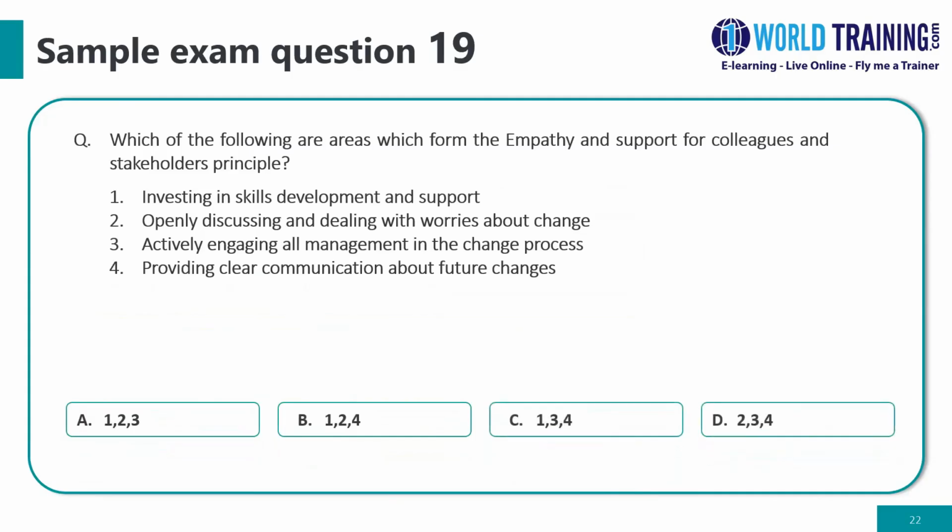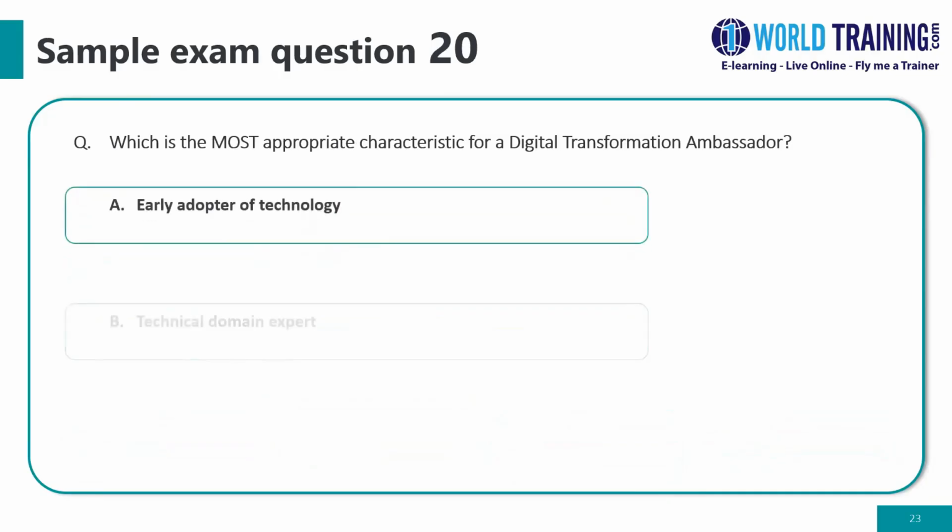Number 19, which of the following are areas which form the empathy and support for colleagues and stakeholders principle? The answer is 1, 2, and 4: investing in skills development and support, openly discussing and dealing with worries about change, and number 4, providing clear communication about future changes.